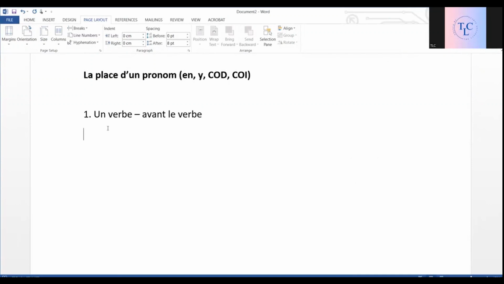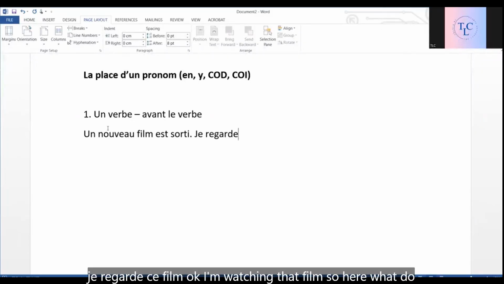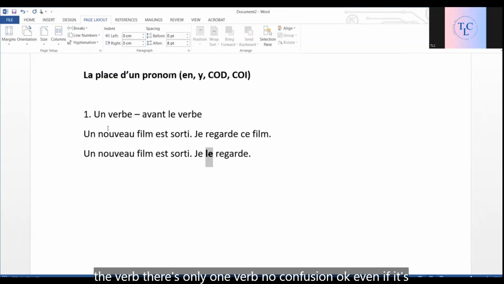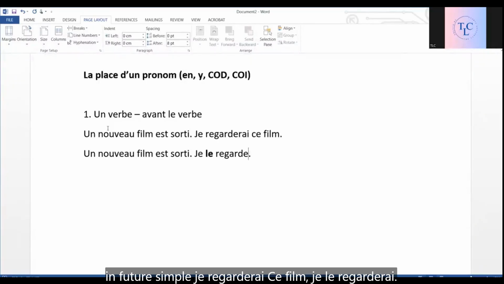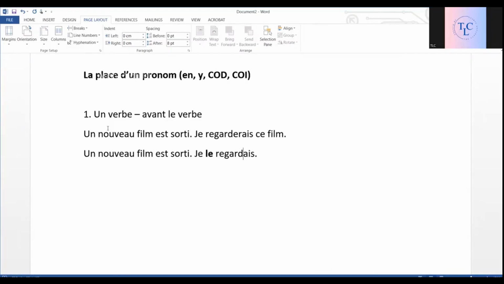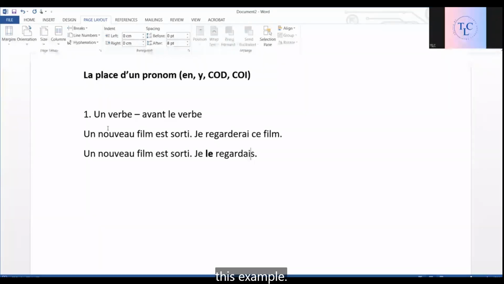For example, un nouveau film est sorti. A new film has been released. Je regarde ce film. I'm watching that film. So here, what do we do? Obviously, we replace ce film and we place it before the verb. There's only one verb, no confusion. Even in future simple, je regarderai ce film, je le regarderai. Je regardais ce film, je le regardais. If it's one verb, no confusion, simple. We'll keep this example.